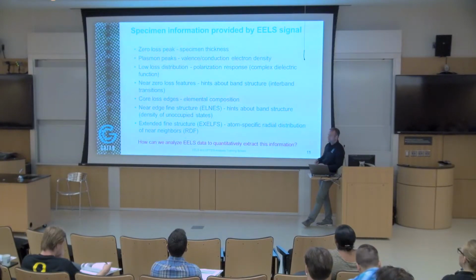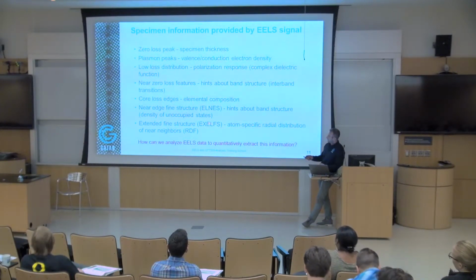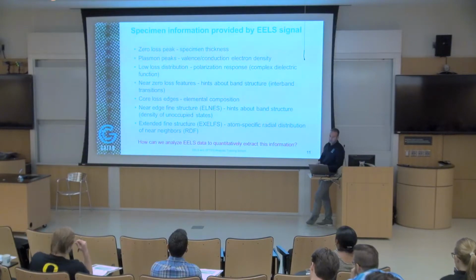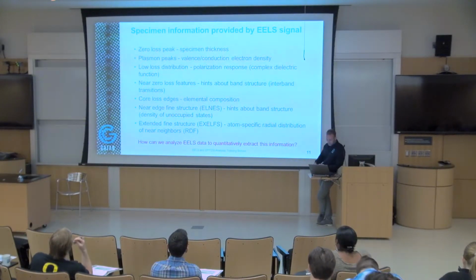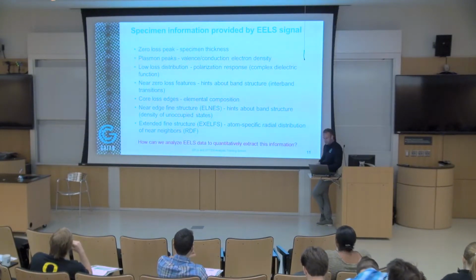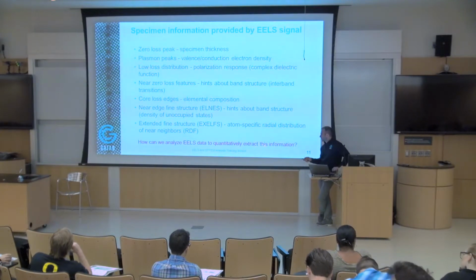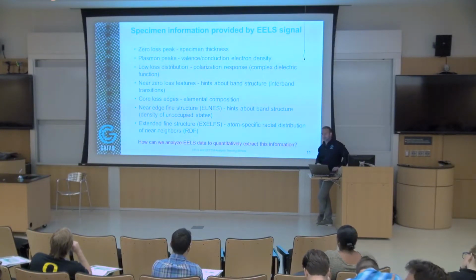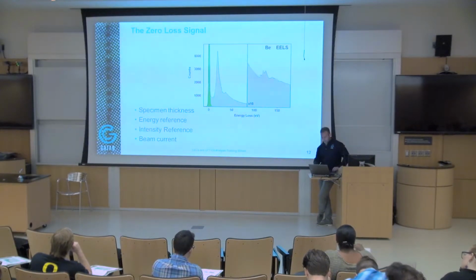Just looking at this near edge fine structure, essentially the first 20-30 eV after the onset of your core loss edge. This is something that I don't really have much experience with, but some people use it to get information on long-range distribution or arrangements of atoms. This is called extended fine structure. A lot of people who work in XPS are interested in this type of measurement. I don't have any example on that in this presentation. So the question we ask is how can we analyze EELS data properly and extract information? This is going to be the point of this presentation.